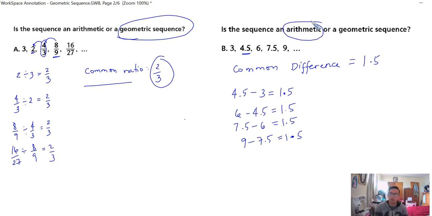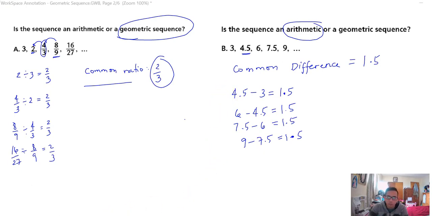Now you see there the difference between geometric sequence and arithmetic sequence. An arithmetic sequence has a common difference, meaning you subtract the terms. A geometric sequence has a common ratio. Okay, so that's the difference between geometric and arithmetic sequence.